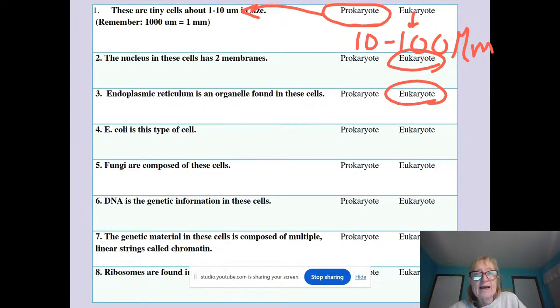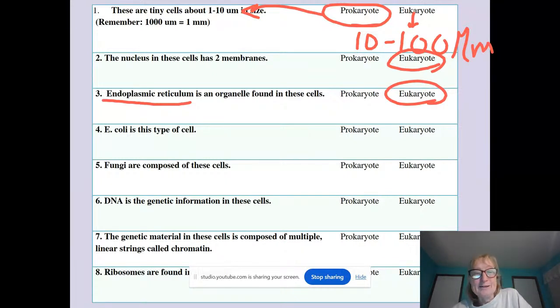Additionally, eukaryotes have a whole suite of membrane-bound organelles, including things like the endoplasmic reticulum, the smooth and the rough endoplasmic reticulum. Can you think of other organelles that are found in eukaryotic cells? I bet you can. Things like the Golgi apparatus, mitochondria, chloroplasts, lysosomes. Those are all membrane-bound structures that eukaryotic cells possess, but not prokaryotes.